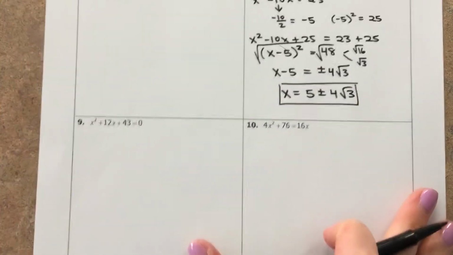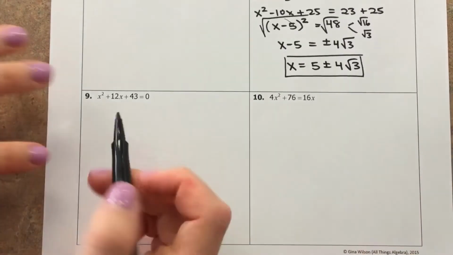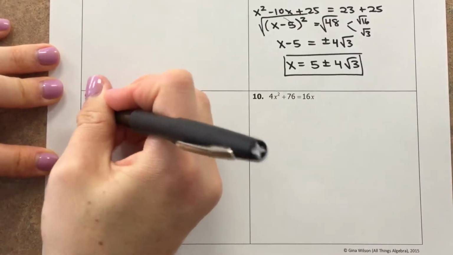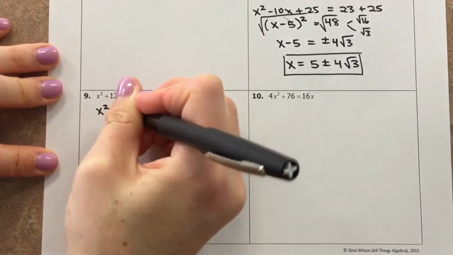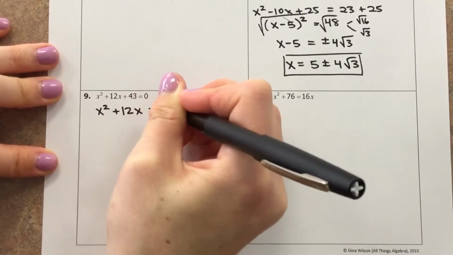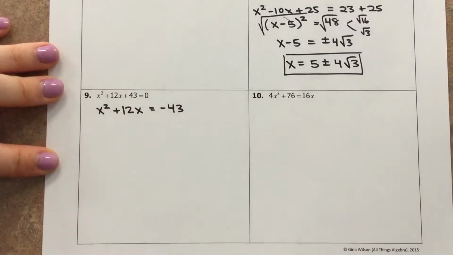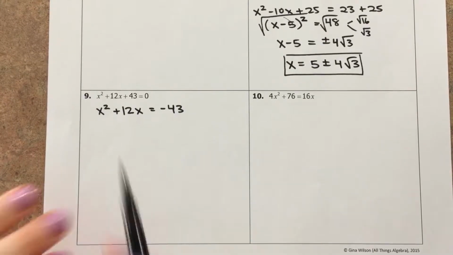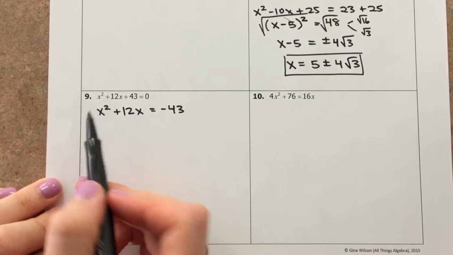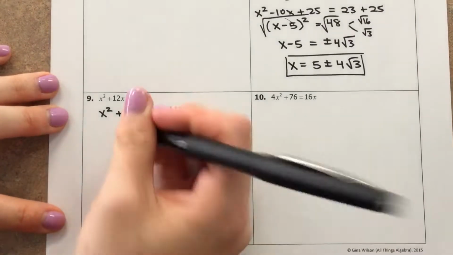Let's do one last one. Let's do number 9. So step 1, get the constant by itself. So I'm going to subtract 43 from both sides, which will look like this. Step 2, divide by a. Here a is just 1, so I don't have to do anything there.